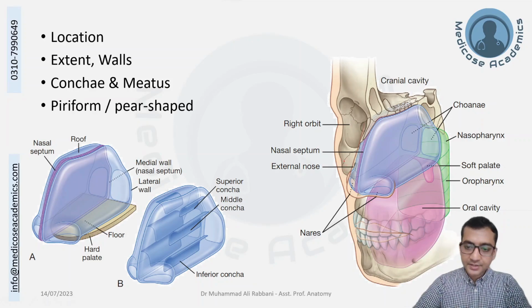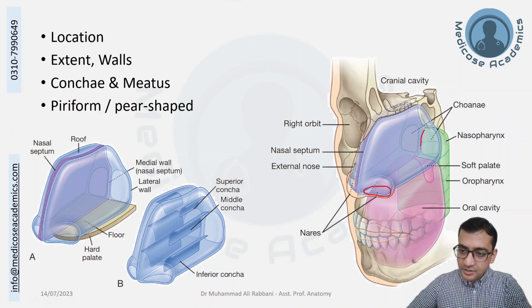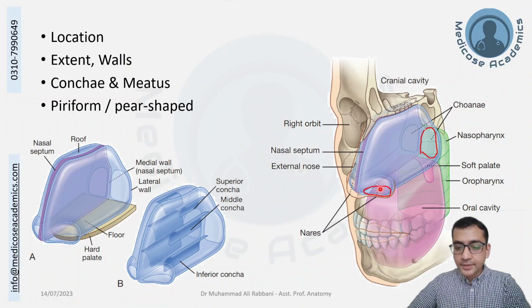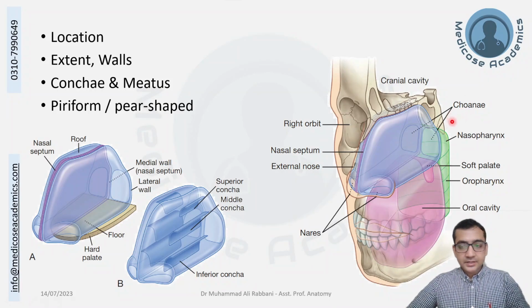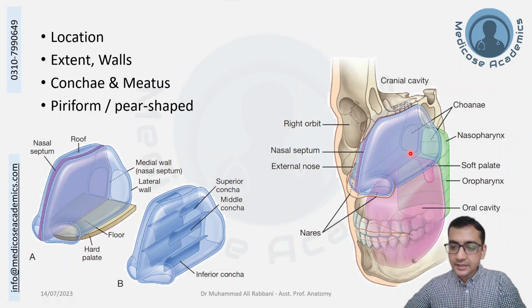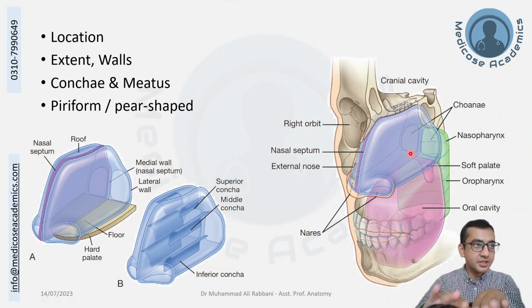To be more specific in defining the extent, we define it by the nasal openings: internal nasal aperture and external nasal aperture right here. The external nasal aperture is also known as the nostrils or nares, and the posterior nasal aperture is also known as choana. So these are the structures that are defining the limits, and inside the nasal cavity you will see multiple shelves.